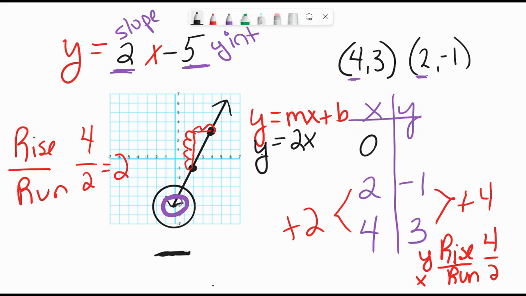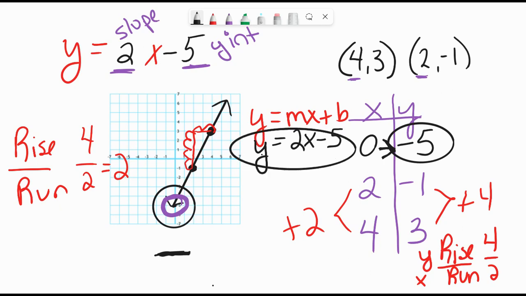And then again over here, if I'm going in this direction, I'm adding 4. To go in this direction, I would subtract 4. And when I subtract 4 from -1, I get -5. So I know that the y-intercept is the number across from 0. My y-intercept is -5, and I plug that in over here, and I have the equation of the line. Remember, I need the slope and the y-intercept. So I get y equals 2x minus 5, and the graph, again, it's the same, y equals 2x minus 5.